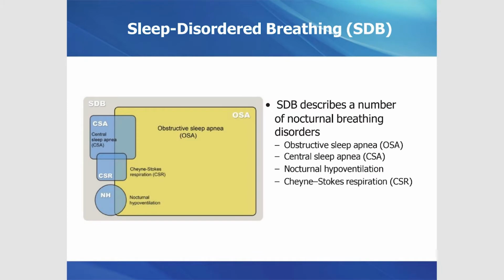So sleep disordered breathing describes a number of nocturnal breathing disorders. Mostly what we see is obstructive sleep apnea, which we'll talk about more. Less commonly, we see central sleep apnea, nocturnal hypoventilation, and something called Cheyne-Stokes respirations, which we see a lot with some of our cardiac patients.